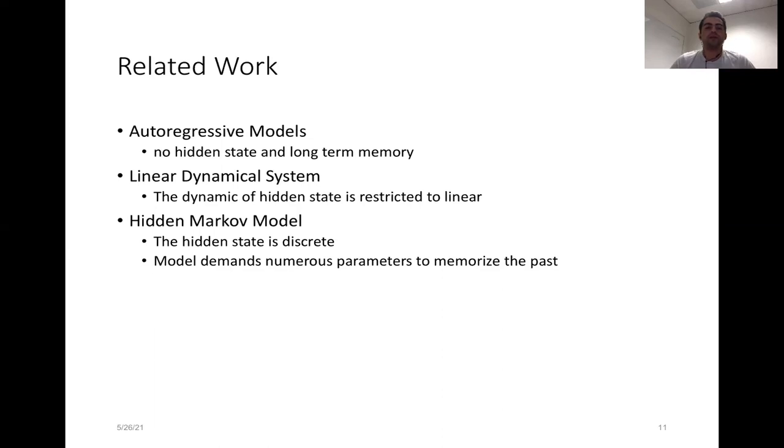Except deep learning, there are 3 other ways to approach this problem, which are autoregressive model, linear dynamical system, and hidden Markov model. But they either cannot handle long-term memory, or they are not flexible in terms of models, or they need a huge set of parameters, so they are not applicable for this problem that we have at hand.